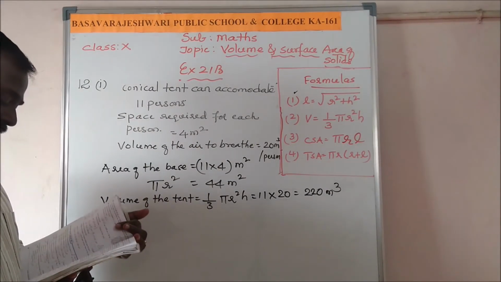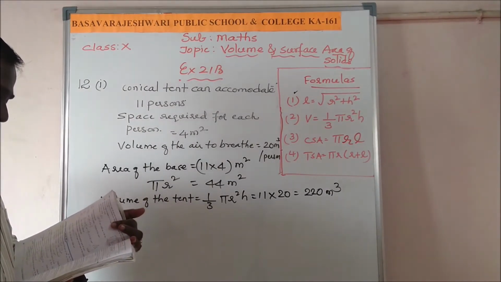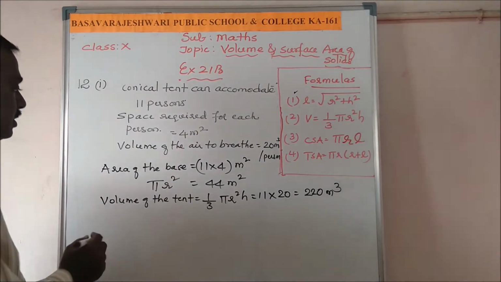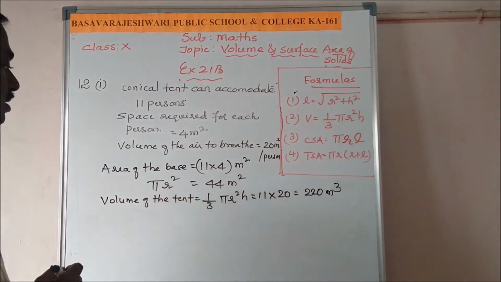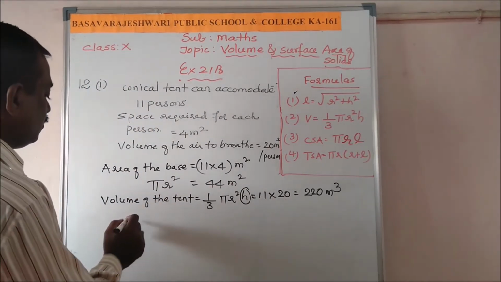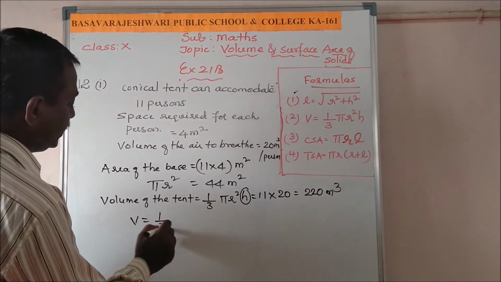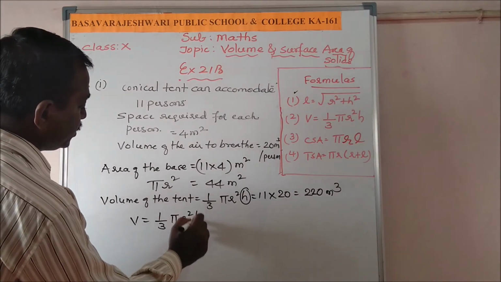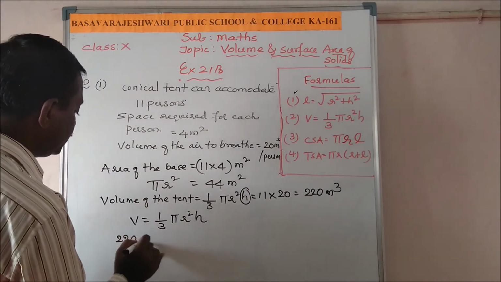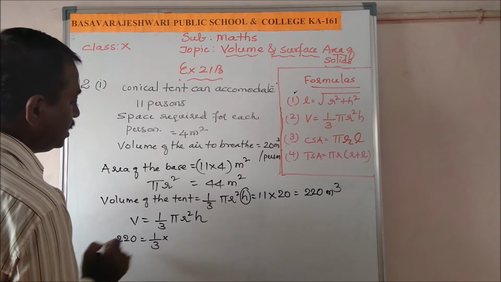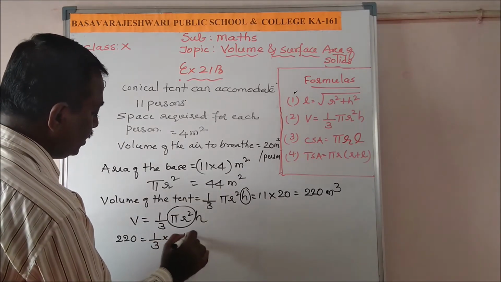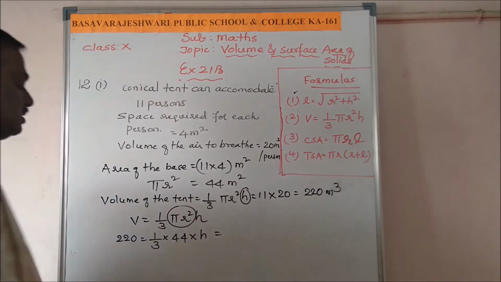Now, what are they asking us? Find the height of the cone. Volume is equal to 1 by 3 pi r square h. They have already given the value: 220 is equal to 1 by 3 into 44 into h, where 44 is the pi r square value.